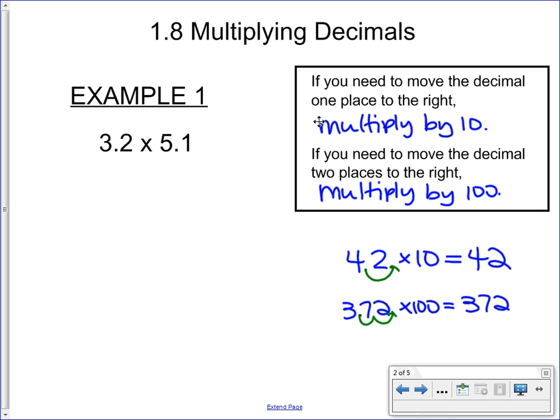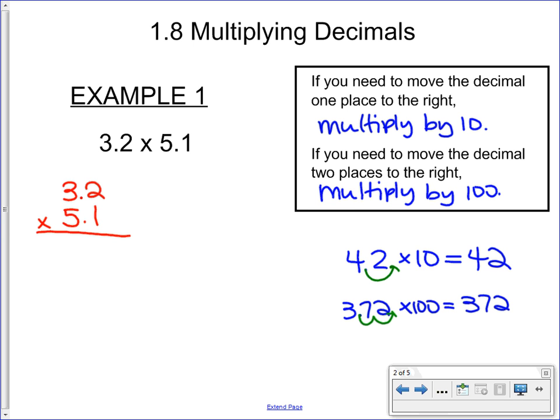Now, the reason I bring that up is because sometimes when we're multiplying decimals, we kind of forget what to do with the decimal point. Multiplying decimals is not like adding and subtracting decimals. We do not have to line up the decimal point. If we look at example 1, and we set it up, 3.2 times 5.1, in this case, the decimals do line up, but I didn't have to make it that way.